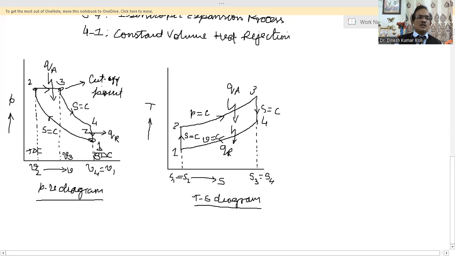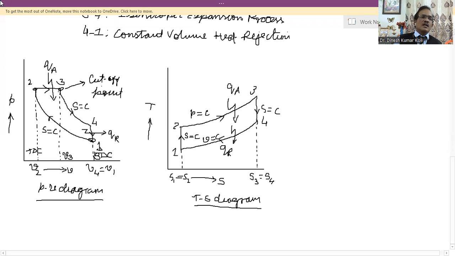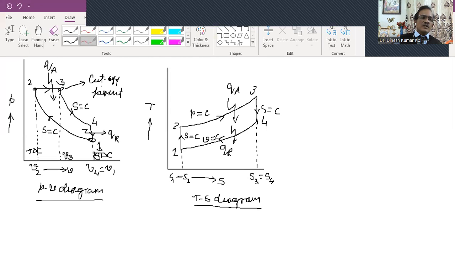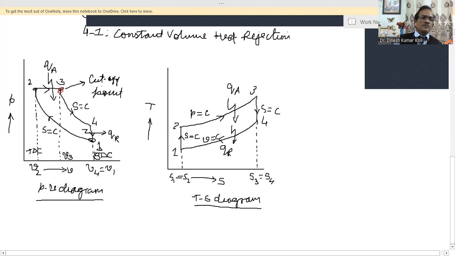So during this stroke 2 to 3, pressure remains constant, and fuel injection starts at point 2 and fuel injection stops at point 3. So point 3 is called the cutoff point.